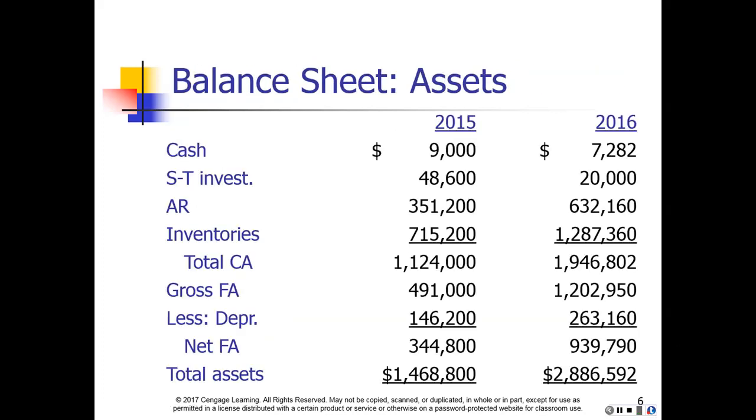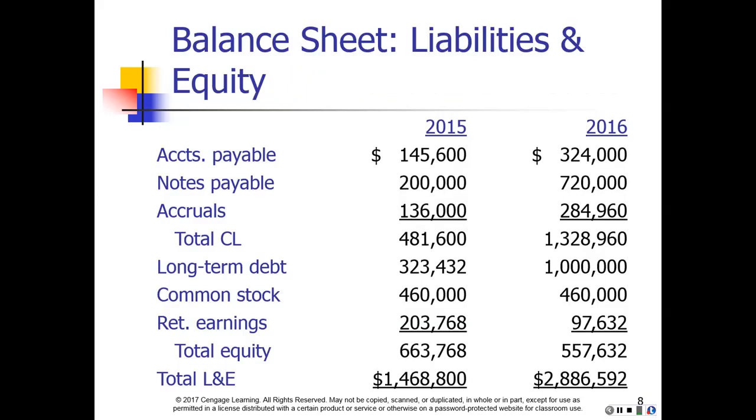So total assets, if we look, in 2015 is 1,468,800, right? And then we look at the liabilities and equities side, and total liabilities and equities is also 1,468,800. And once again, here too we have an ordering of these liabilities that is based on how soon they will get liquidated, right?